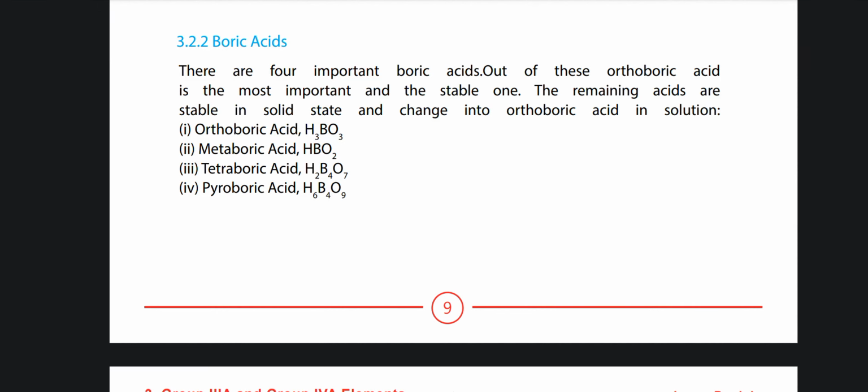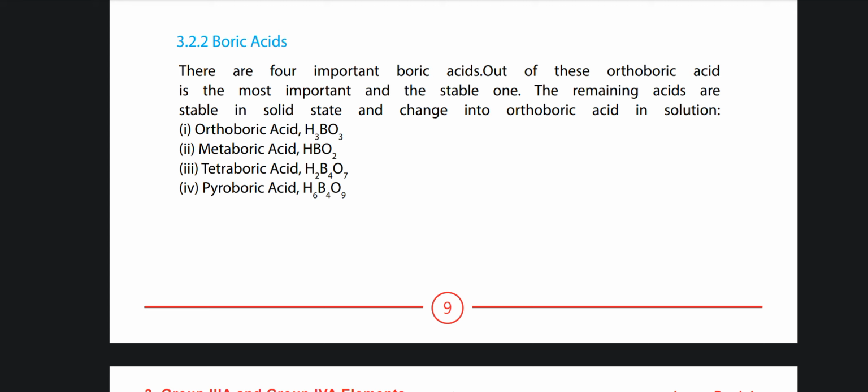Now we'll start with boric acids, 3.2.2. There are four most important boric acids. Out of these, orthoboric acid is the most important and the stable one. The remaining acids are stable in solid state and change into orthoboric acid in solution.